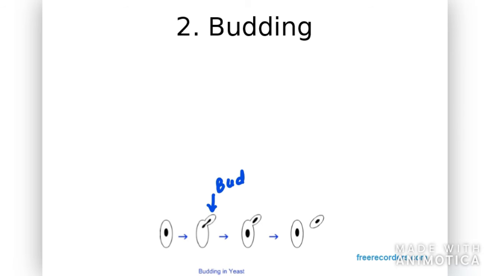So you can remember two examples under this. One is Hydra and another one is yeast. So two examples under budding are Hydra and yeast.